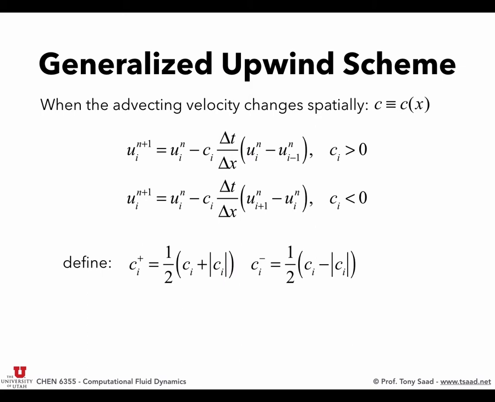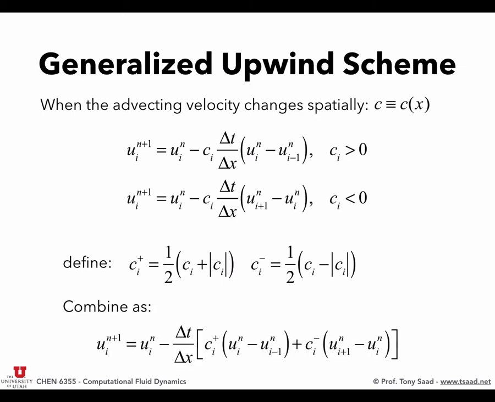And then you combine both upwinds, or both the backward and forward difference, as such. So when Ci is positive, C minus is 0, and this term disappears. Okay, so this is a combination: C plus times backward difference plus C minus times forward difference. When C is positive, we want to pick the backward difference. This guy goes to 0, so this guy disappears, and we're left with the backward difference.